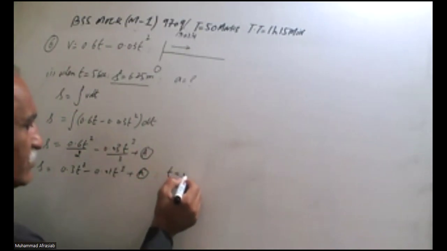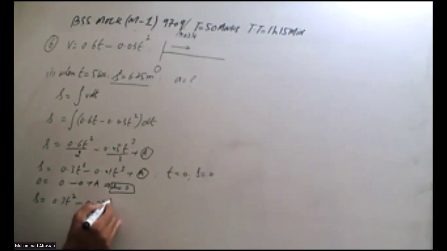Since the particle is starting at O, its time is equal to 0 and displacement is equal to 0. So if displacement is 0 and time is 0, then a will be equal to 0. So now s = 0.3t² - 0.01t³ is the equation of the displacement.